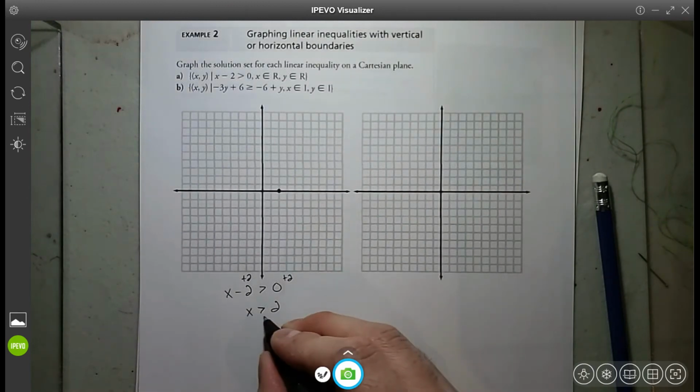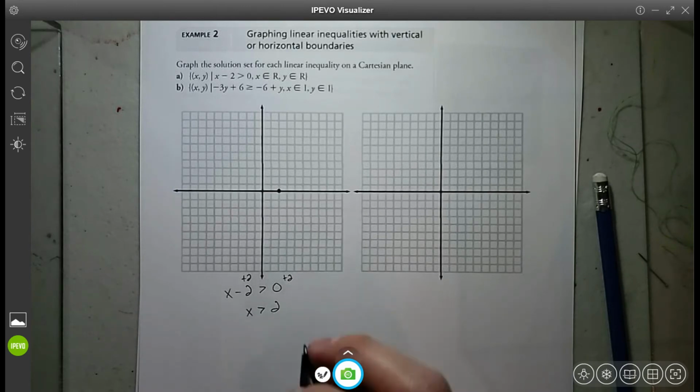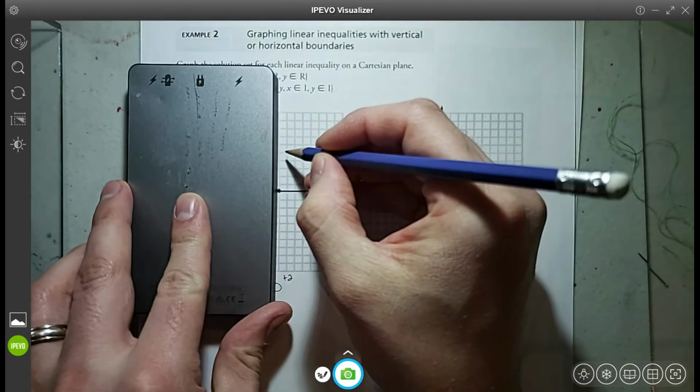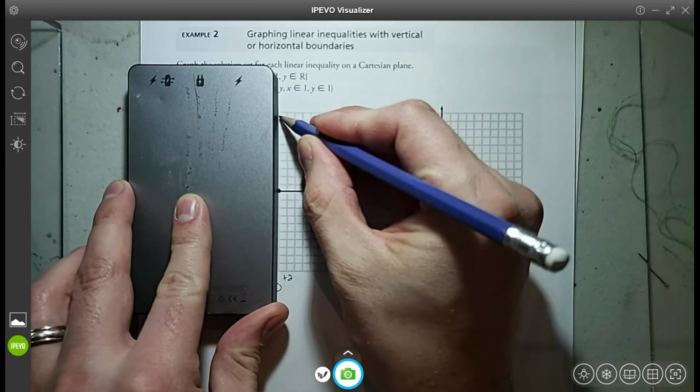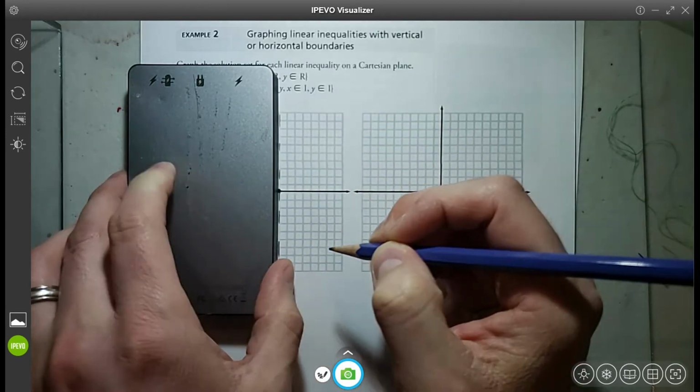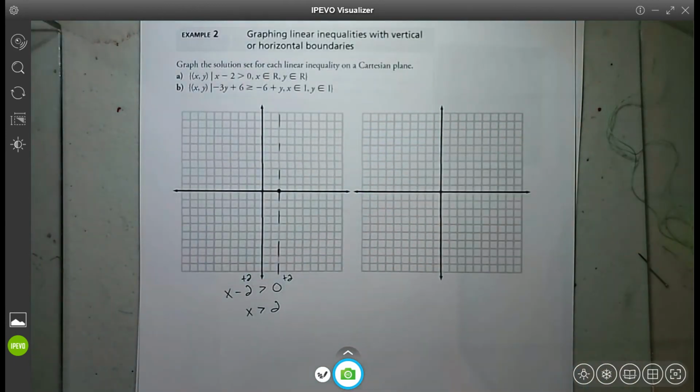Because there's no little line underneath our inequality symbol, we need to draw a dashed line. So we grab our pretend ruler again. We're going to draw a dashed line through the point x is equal to 2.